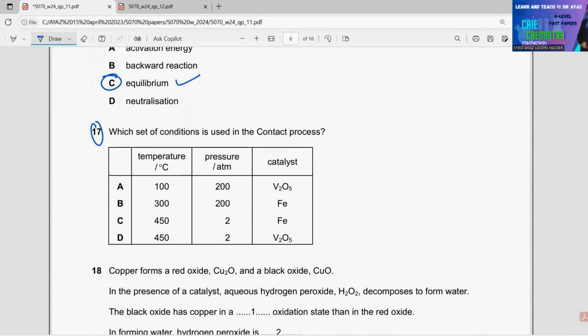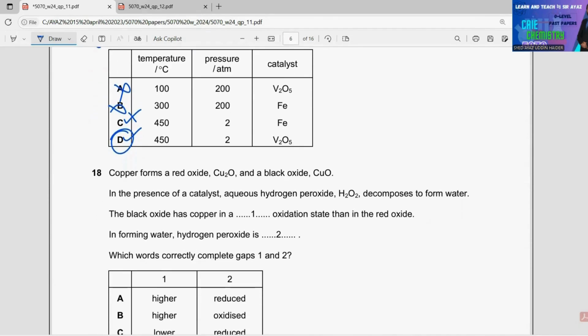Which set of conditions is used in the contact process? This is something which you have to learn by heart. The contact process involves the conversion of sulfur dioxide into sulfur trioxide by reacting with oxygen. The temperature maintained is 450 degrees centigrade. So either C is correct or D is correct. Both A and B are incorrect. The catalyst used is V2O5. So no need to look at choice C. D must be the right answer in this case. It's something which you have to learn by heart.